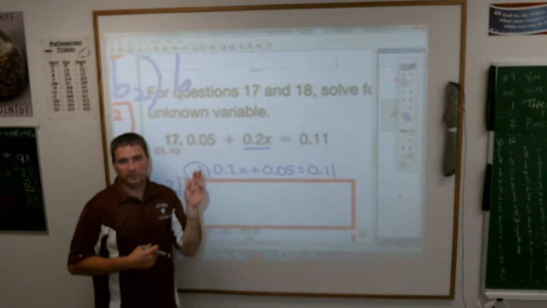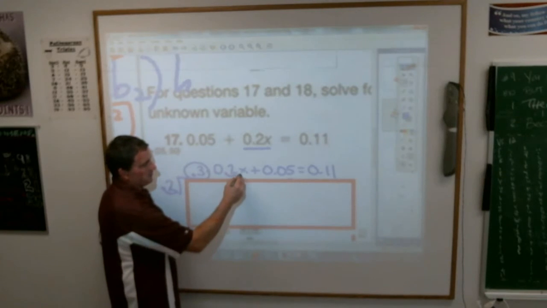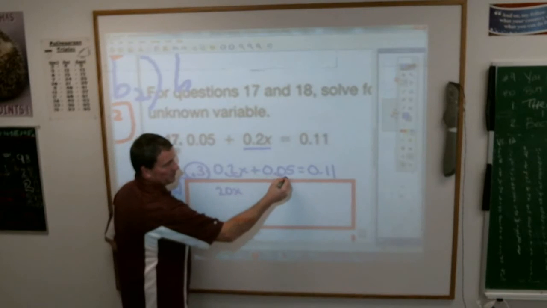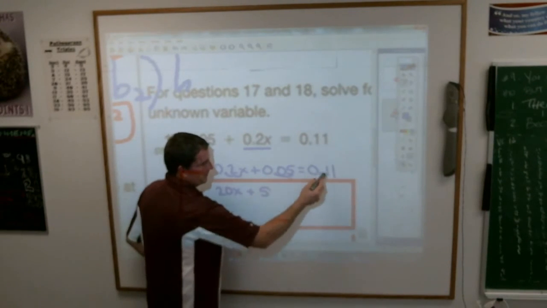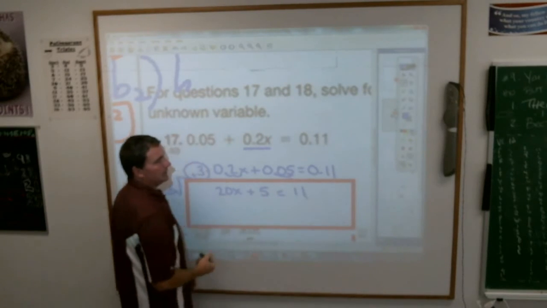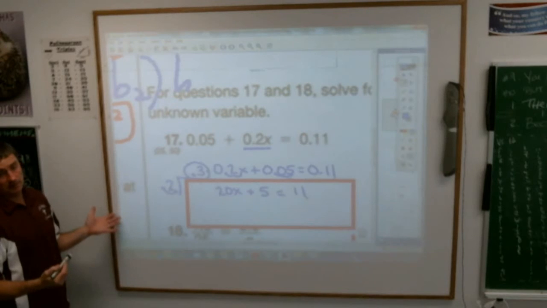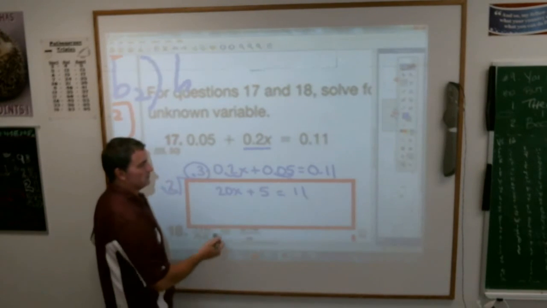Or just think of it this way, move the decimal 2 places to the right. Moving the decimal 2 places to the right, this becomes a 20x. 2 places to the right, that becomes a 5. 2 places to the right, that becomes an 11. Same equation, it's just going to not have any decimals except till the end. You'll get a fraction, but since this was in decimal form, you should give your answer in decimal form.